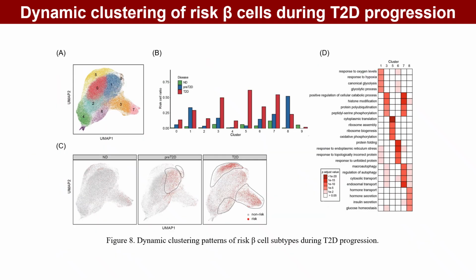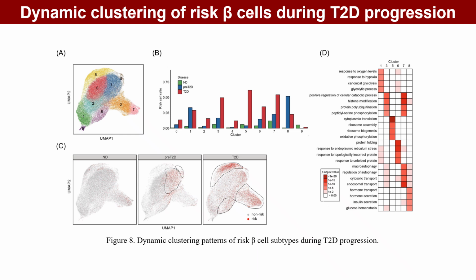Heterogeneity analysis of beta cells revealed that risk cells exhibit dynamic clustering patterns during disease progression. Risk cells initially clustered in beta subgroups 1 and 8 during the early stage, then expanded to subgroups 3, 5, 6, and 7 in the disease stage.